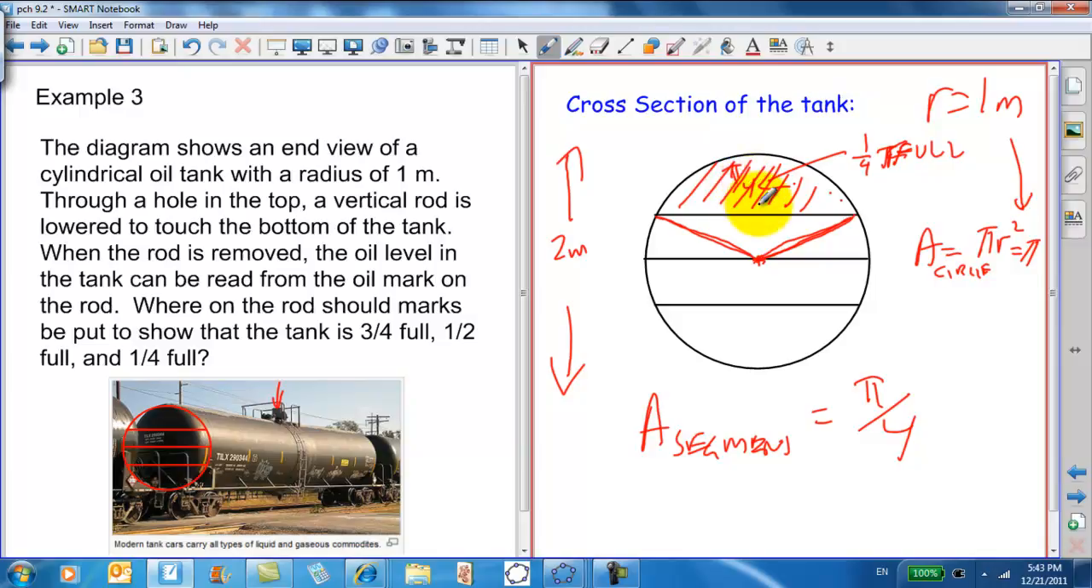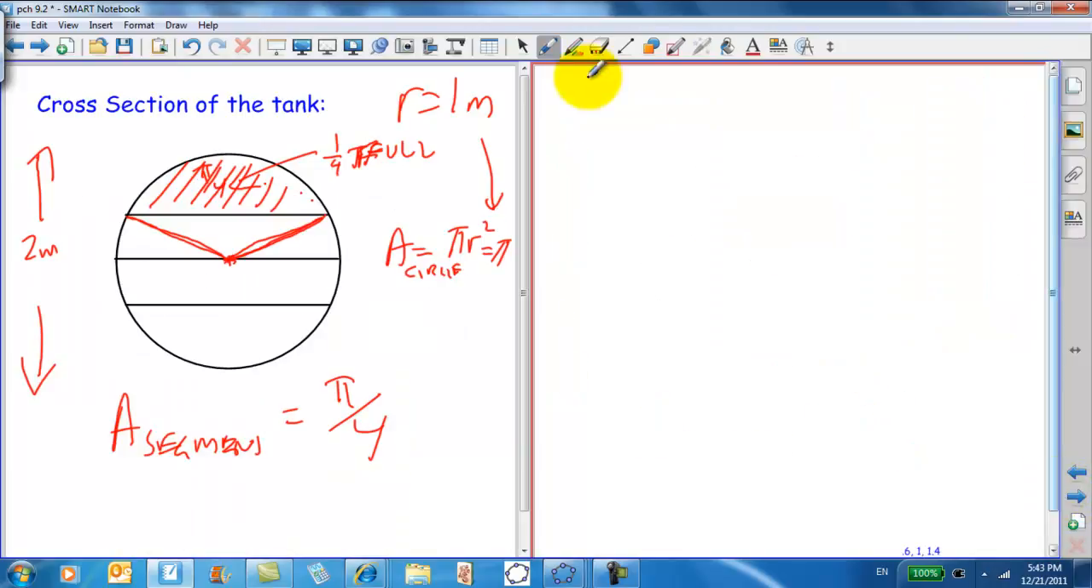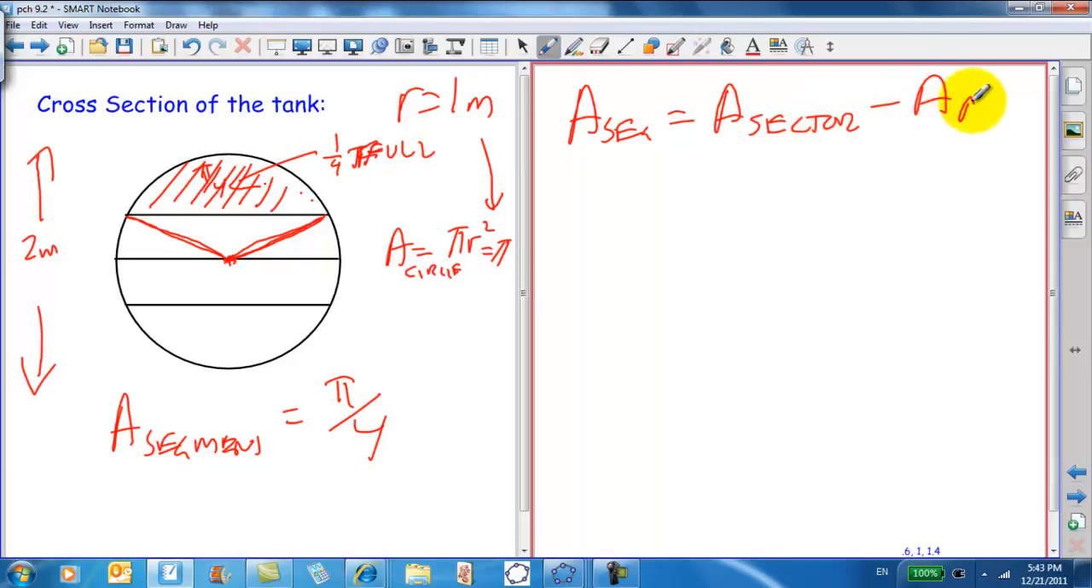So we want to get that segment area to be pi over 4. Now we developed some equations for this, and that is the area of the segment equals the area of the sector minus the area of the triangle. And we're going to need some more information on here too, so let's call this conveniently alpha for the angle we're going to have in here. And the area of the segment is supposed to be pi over 4.